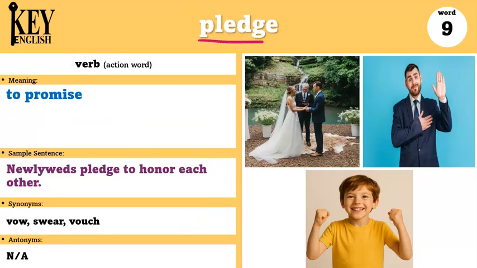Our next word is pledge. Pledge is a verb and it means to promise. For example, newlyweds pledge to honor each other. When two people get married, they usually make a promise, so they make a pledge to be kind to each other and take care of each other. You can also pledge something like always telling the truth. You can say, he pledged to always tell the truth. That was his promise to do that.